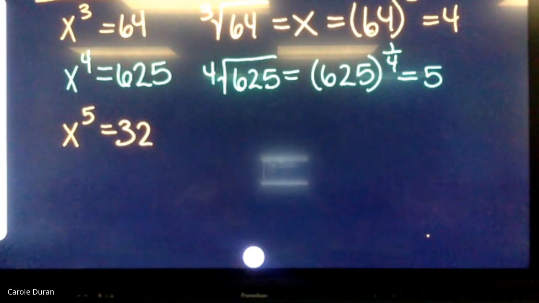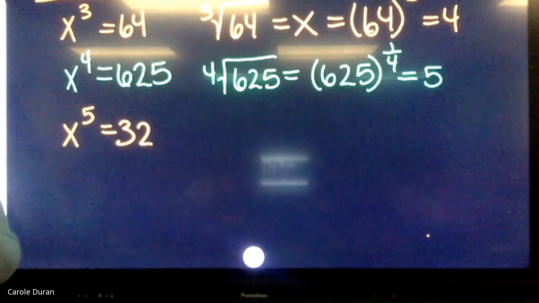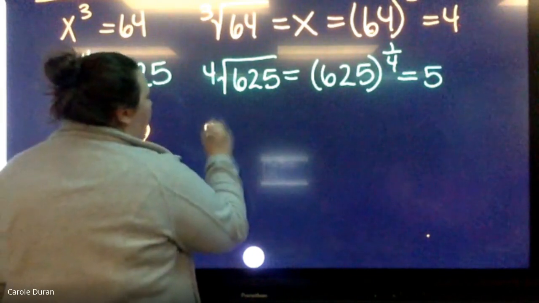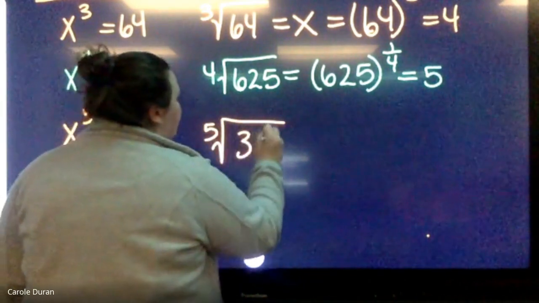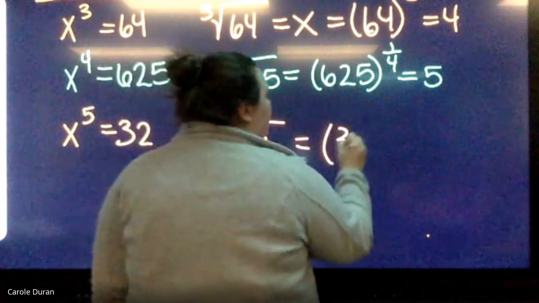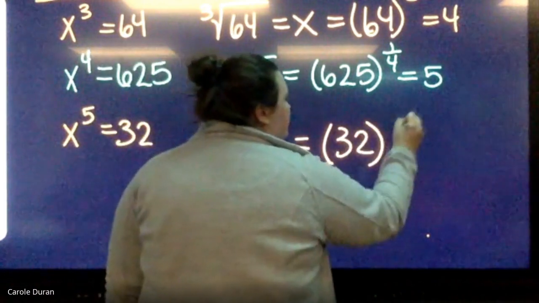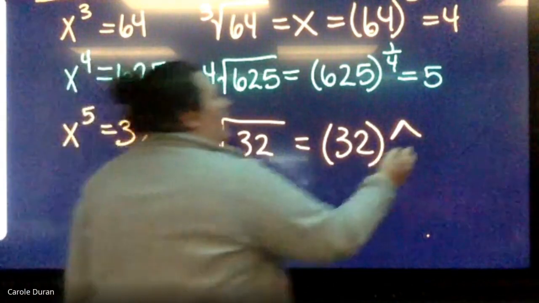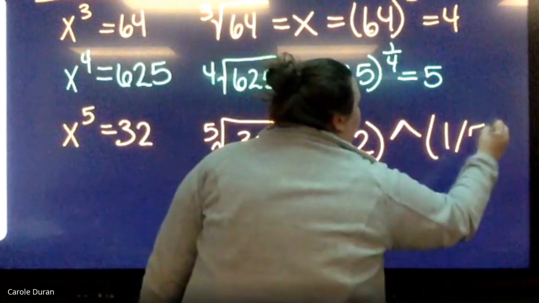So if you're plugging this into a calculator, you need to be very careful about the parentheses. If I were putting this in, after I changed it into the 5th root of 32, I would put this in as 32 in parentheses, and then our upward arrow caret, and then parentheses 1 divided by 5.